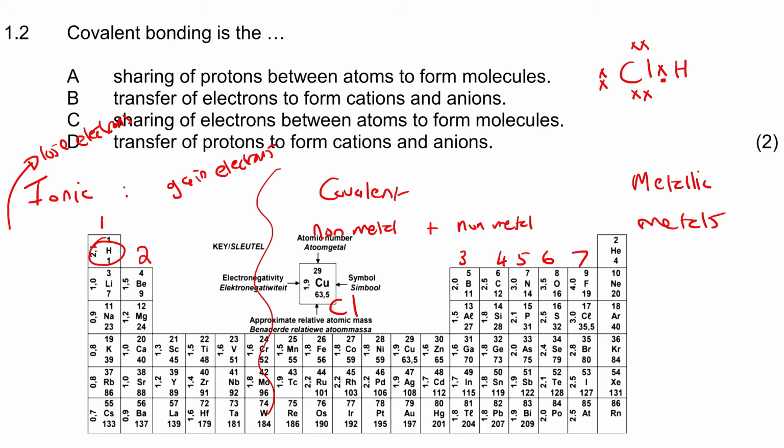Now, all of a sudden, how many things are surrounding the Cl? 8. How many things are surrounding the hydrogen? 2. Everyone's now happy, and so what did they do? They shared electrons. Remember, these are electrons on the outside. So we're sharing electrons. So what is covalent bonding? It is the sharing of electrons. It is not the transfer. That was when we looked at ionic. That is when you transfer the electron from the metal to the non-metal. Okay? So they are sharing the electrons.